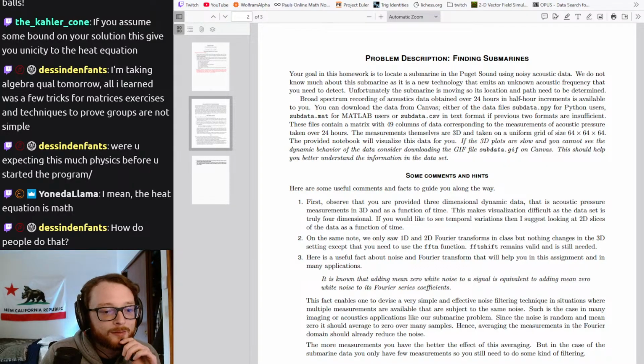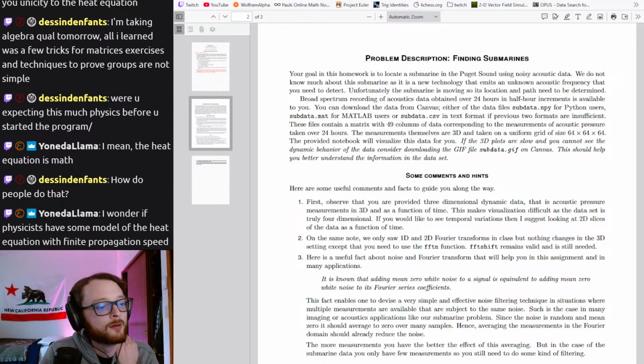How do people do that? Denoise data? We can talk about it. I should have a good sample that I can show here. Yeah, that's it. Okay. Some model the heat equation with finite propagation speed. Oh, that is a problem with the heat equation, right? I bet someone's tried to do that.